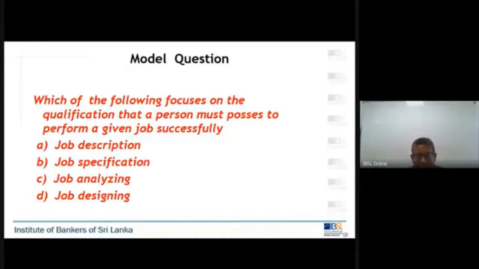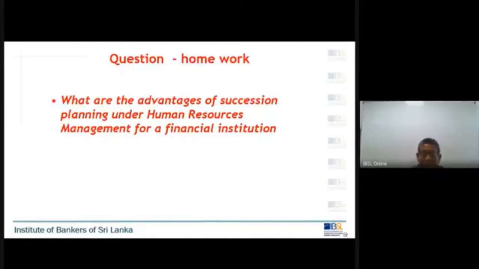What may be the correct answer? What is the exact correct answer? Huh? B. Somebody said B. Right, exactly correct. The qualifications, the experience, are the job specification. Good. So somebody has answered correctly: job specification. Right. Now I give you homework. Now I remember, you do not remember.